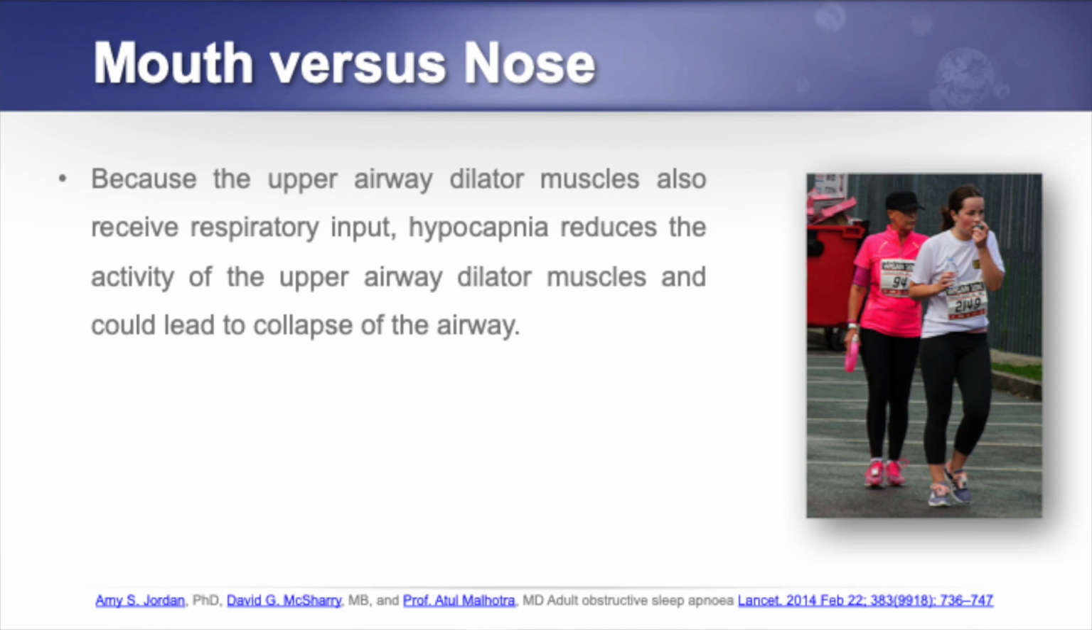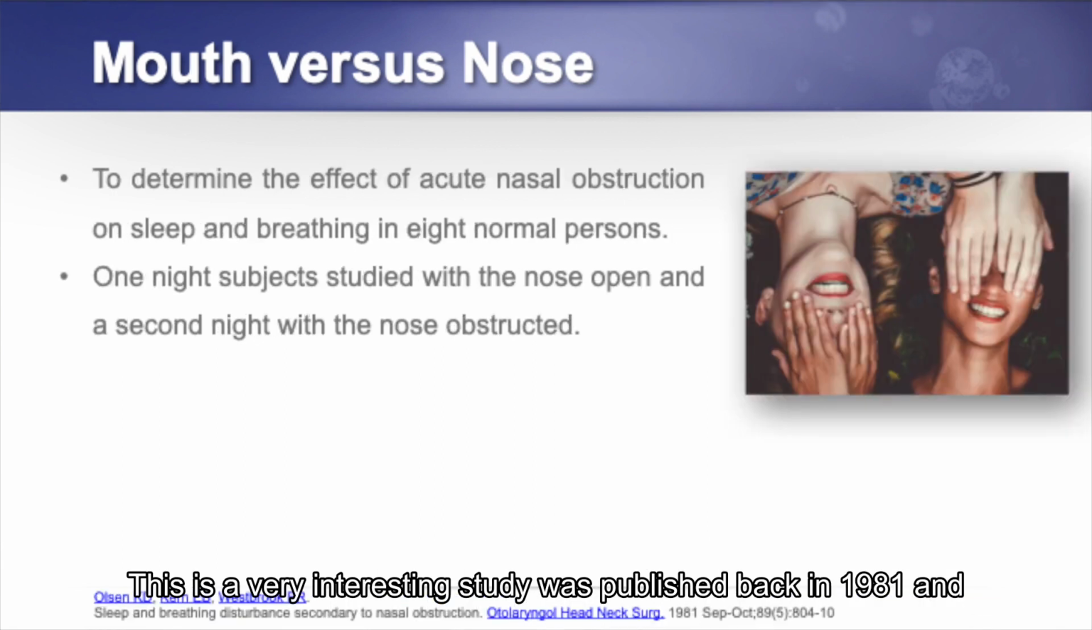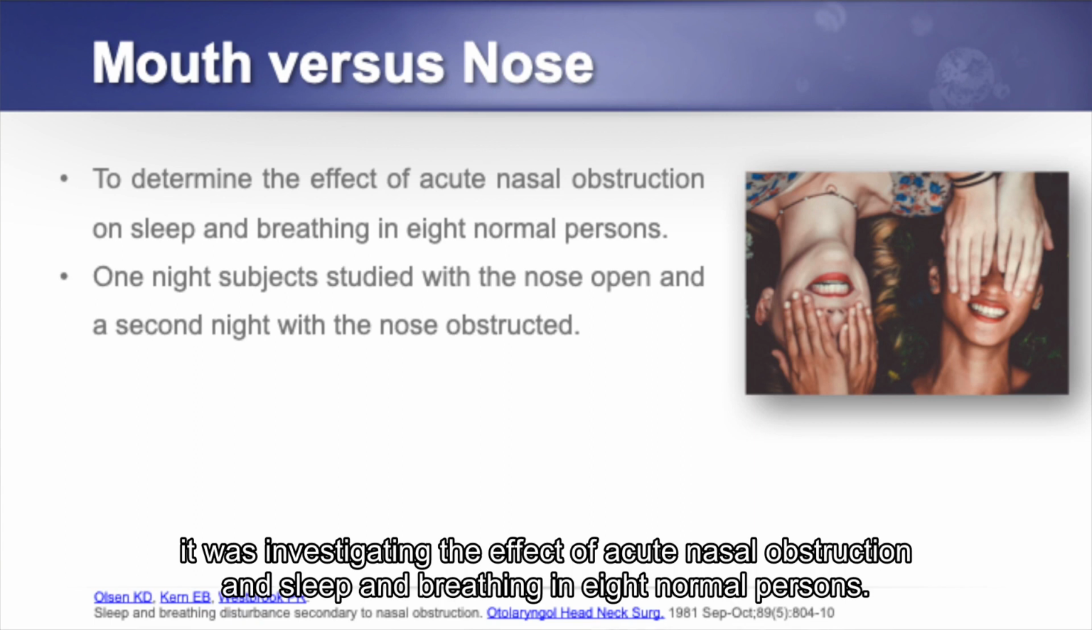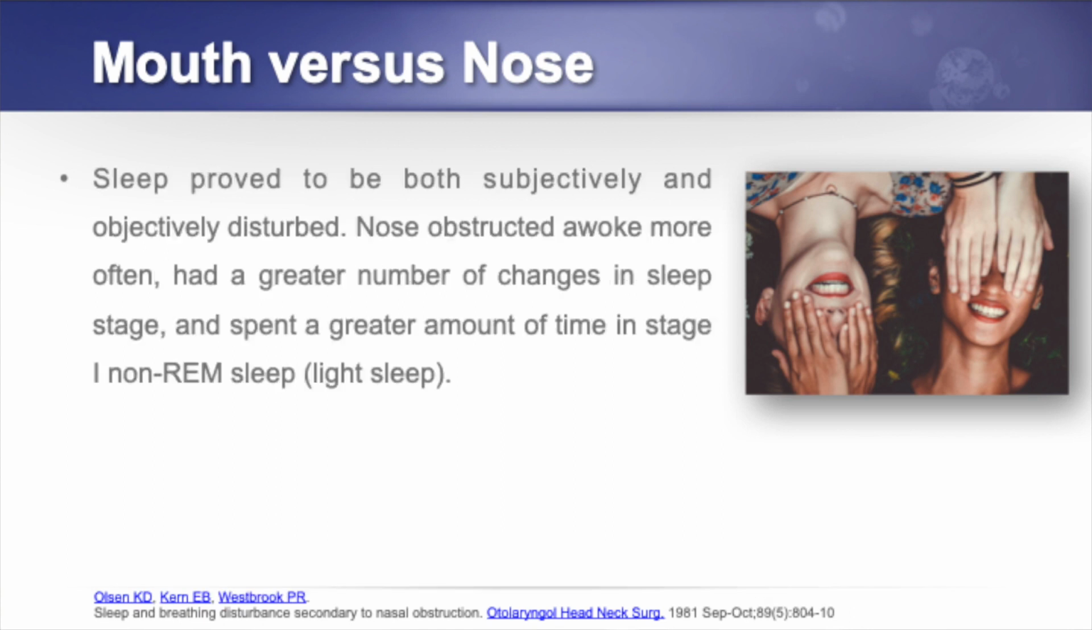The loss of carbon dioxide reduces the activity of the upper airway dilator muscles, and this could cause collapse of the airway. This is a very interesting study. It was published back in 1981, and it was investigating the effect of acute nasal obstruction on sleep and breathing in 8 normal persons. On one night, the persons were studied with the nose open, and the second night, the persons were studied with their nose obstructed.